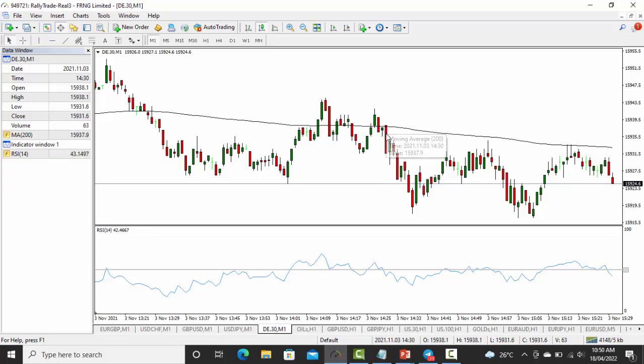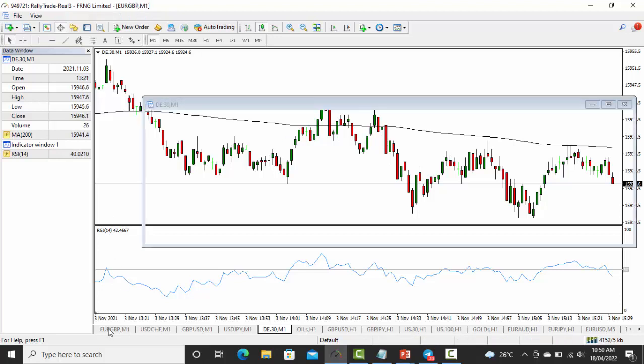Target about 2 times the size of your stop loss as your TP, and around this level our trade should have been closed in profit according to that setup that we got. So that's how you use the bearish engulfing with the 200 exponential moving average and the RSI.